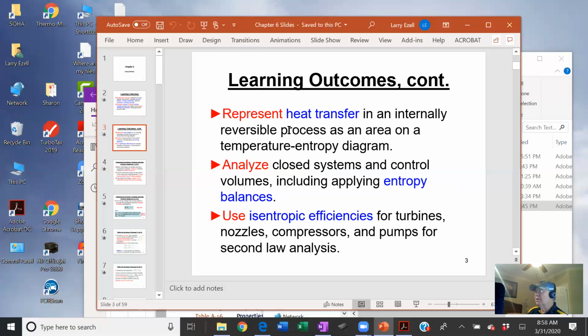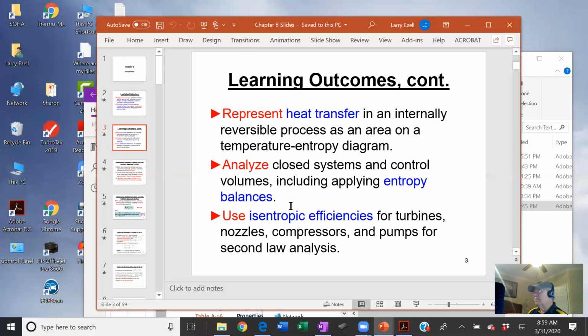All right. We're going to talk about heat transfer as an internally reversible process, and it's the area under the temperature entropy diagram. By the way, the symbol for entropy is S. Capital S is total entropy, like always. Lowercase s is specific entropy, and the units of entropy are kilojoule per K. And for specific entropy it is kilojoule per kilogram K, and same in comparable English units.